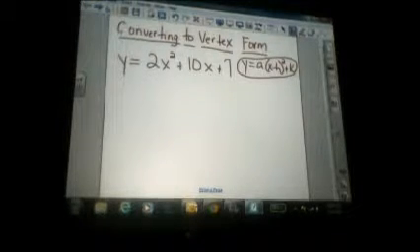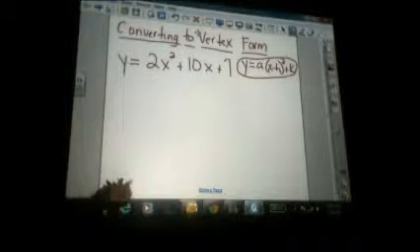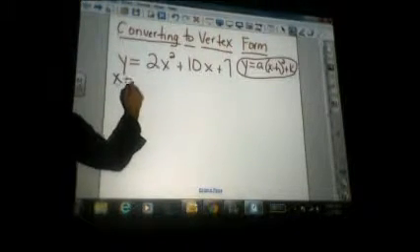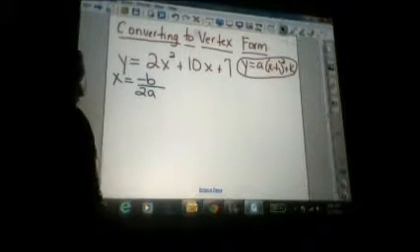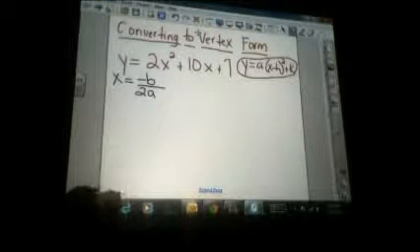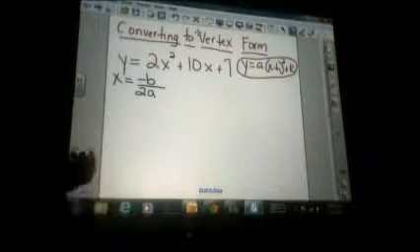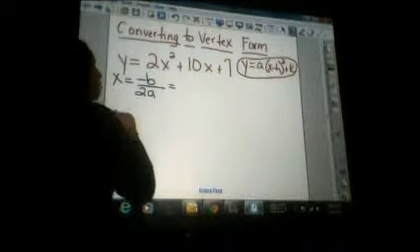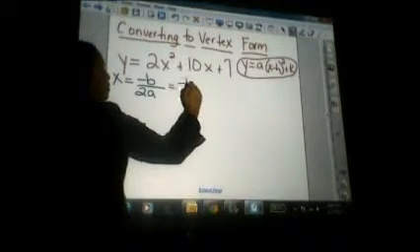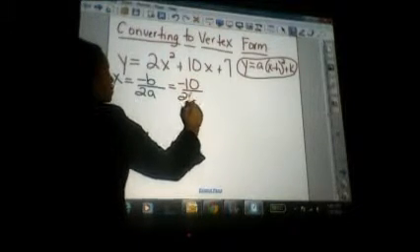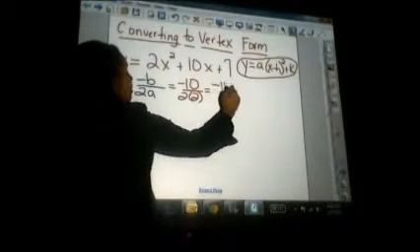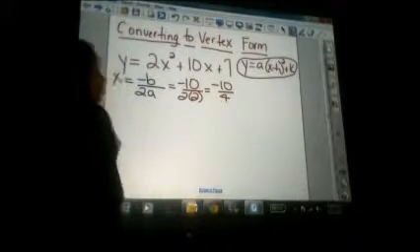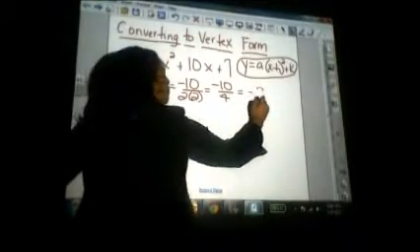Step 1. First we need to find the x coordinate of the vertex. And in order to find the x coordinate, we need to remember the formula. x equals negative b over 2a, don't burn the 2 apple pies. So we take our a and our b from our original equation and plug them into this formula. Negative b would be negative 10 over 2 times 2, which reduces to negative 10 over 4, which is negative 2.5.